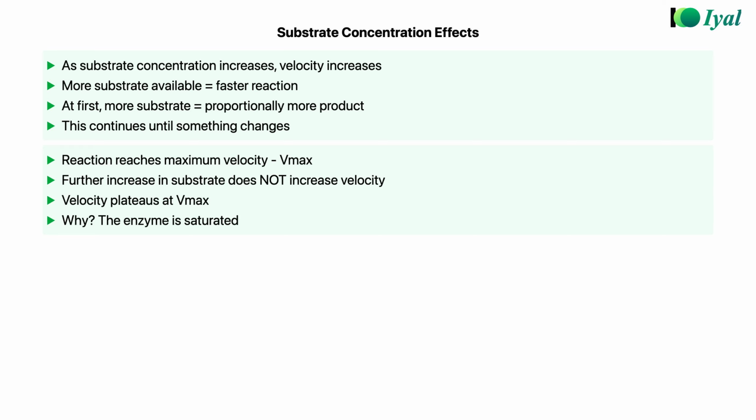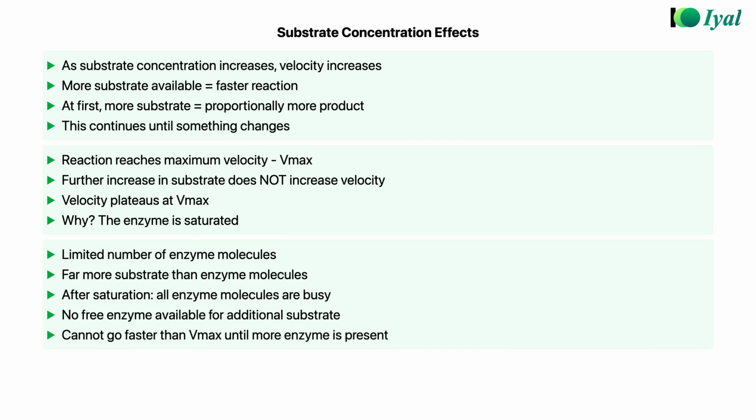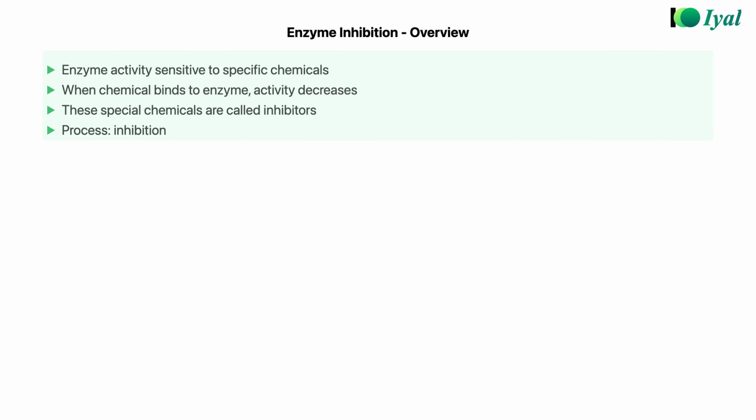The curve plateaus. Why? Because the enzyme molecules are saturated. Here's the reason. There are only so many enzyme molecules present, but there can be way more substrate molecules. After a certain point, every single enzyme molecule is working on a substrate. They're all busy. There's no free enzyme sitting around waiting for more substrate. All the existing enzymes are running at maximum speed. That's Vmax. You can't go faster until you have more enzyme.